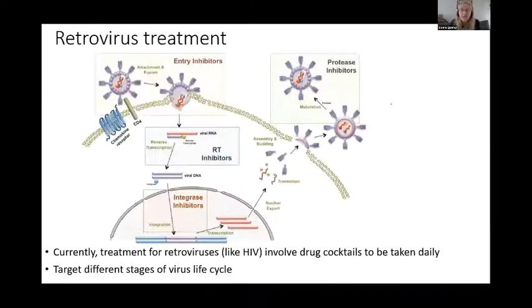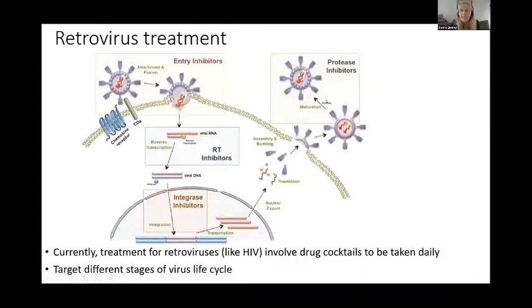So when we think of treating a retrovirus, the most common example we have is HIV. And to treat HIV, we're very successful with drug cocktails. There are various compounds that can affect the entry of the virus, and the reverse transcription, because retroviruses are RNA viruses, so they have to be translated to DNA, and we can inhibit them at that step. These viruses then need to integrate into the host genome, so if we can inhibit that integrase activity, we can prevent the virus from spreading and continuing.